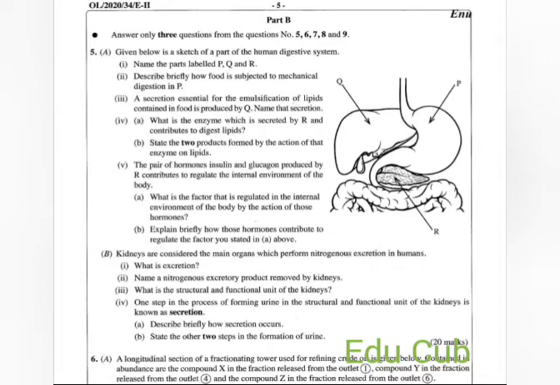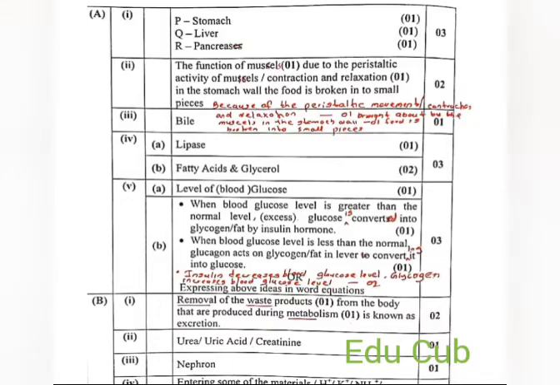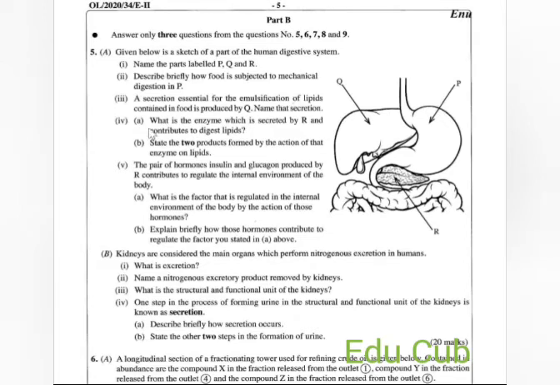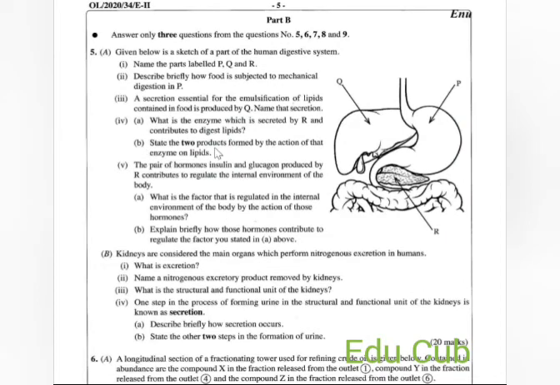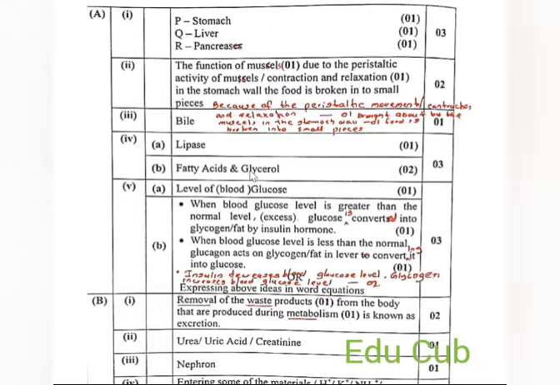Okay, third question is, a secretion essential for the emulsification of lipids contained in food is produced by Q. Name the secretion. So let's see the answer. Answer is bile. You will get 1 mark for that. Fourth question, part A, what is the enzyme which is secreted by R and contributes to digest lipids? Here, the answer is lipase. State 2 products formed by the action of that enzyme on lipids. The answer is fatty acids and glycerol. You will get all together 3 points.